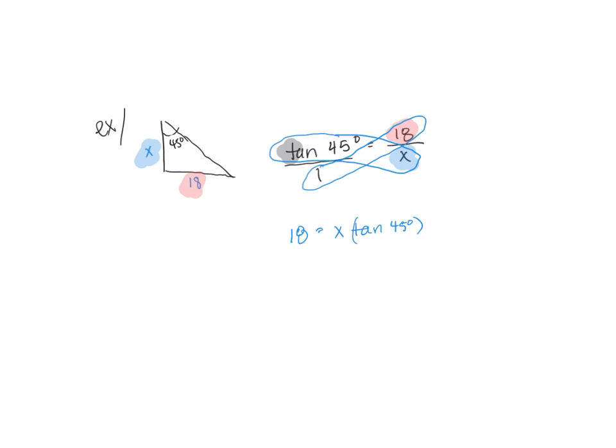So now I'm going to go to my calculator and I'm going to try to figure out what the tangent of 45 is. I happen to know that this is 1, so it's going to become 18 equals x times 1. Let's say it had been 5, then it would be x times 5 or 5x. And then using our inverse operations, we're just going to solve. So we're going to divide by 1, divide by 1. So in this situation, x equals 18.